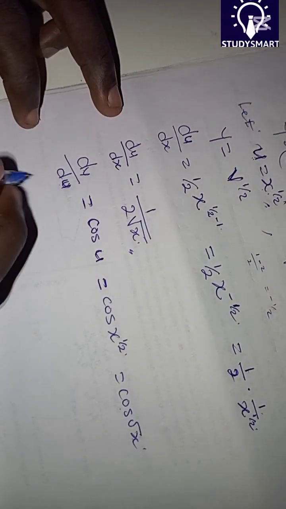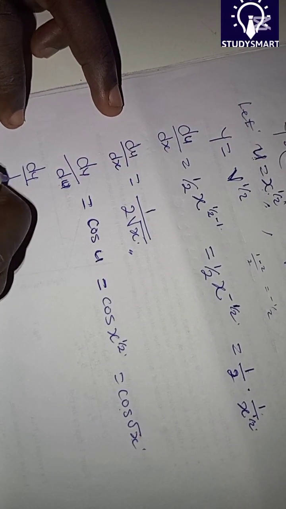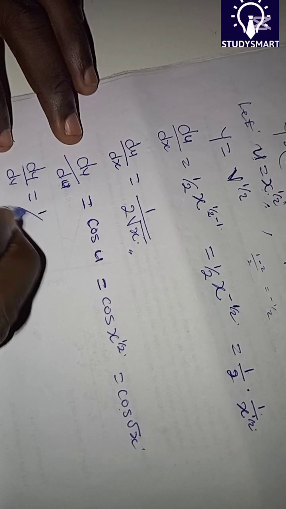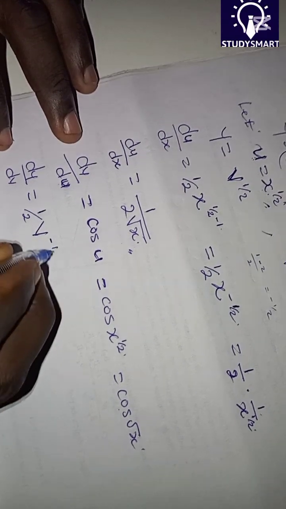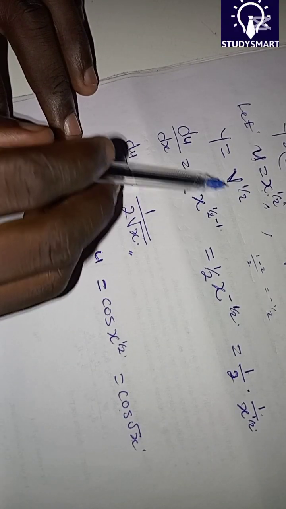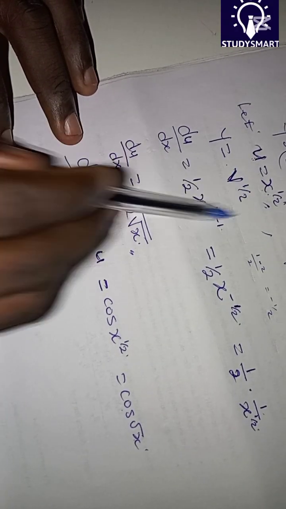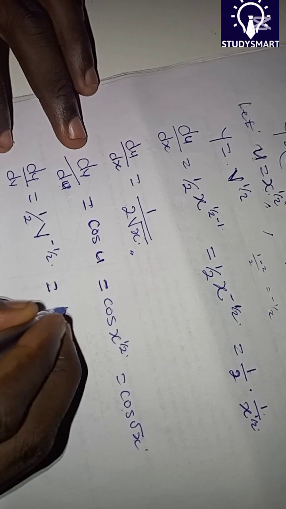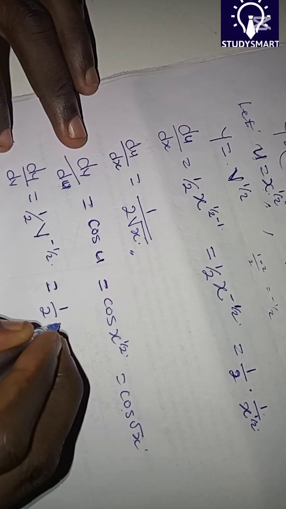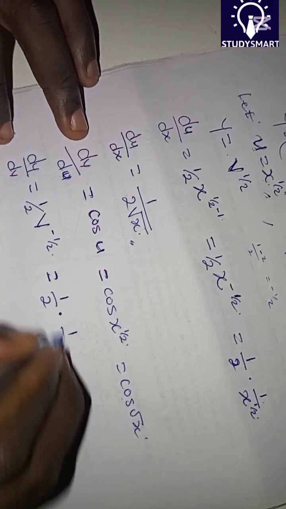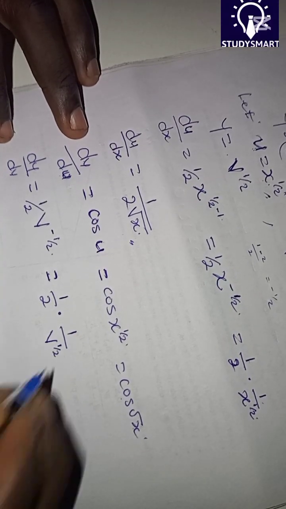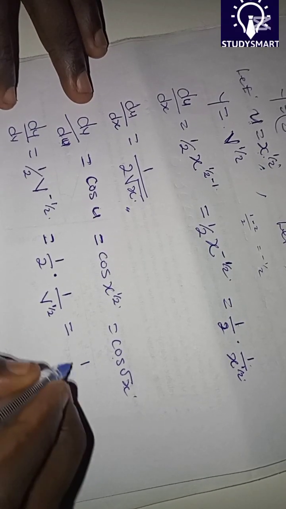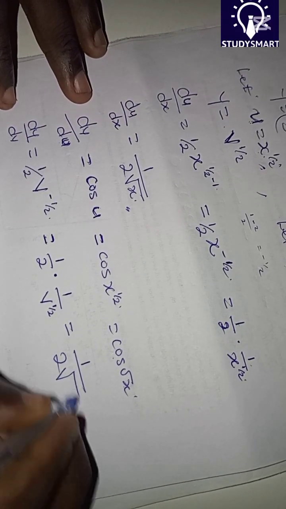So we'll do dy/dv. dy/dv will be equal to, we'll do the same thing here. We'll have 1 over 2 v raised to power minus 1 over 2. So that's the differential of this. I'll bring out the half, then reduce the power by 1, just the same thing we did here. So we'll have 1 over 2 times 1 over v raised to power 1 over 2, which is equal to 1 over 2 root v.